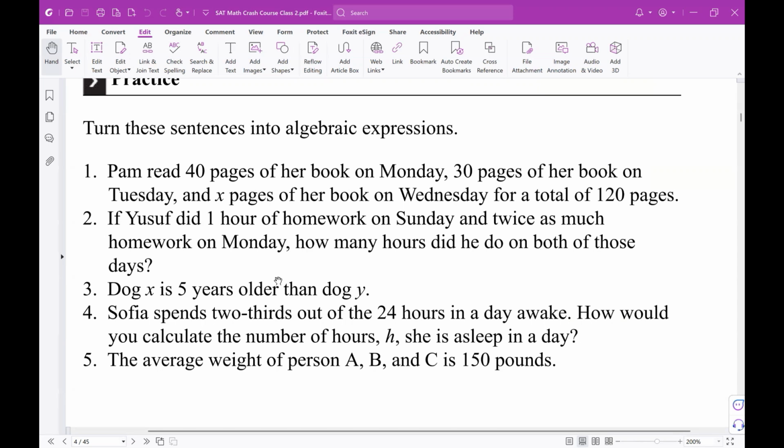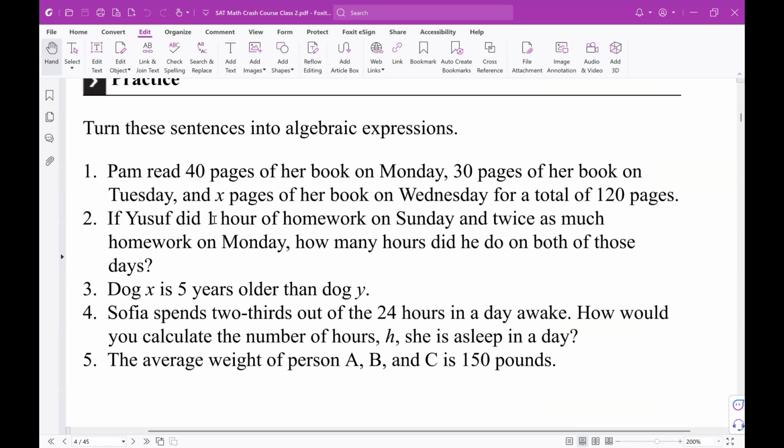Okay, so the total would be 1 hour, and since you said twice, that would be multiplied for the Monday. One times n for Monday, right? No. On Sunday Yusuf did 1 hour and twice as much homework on Monday.